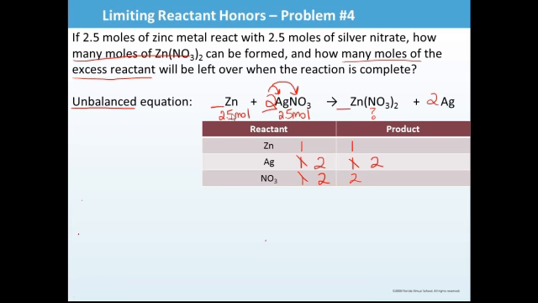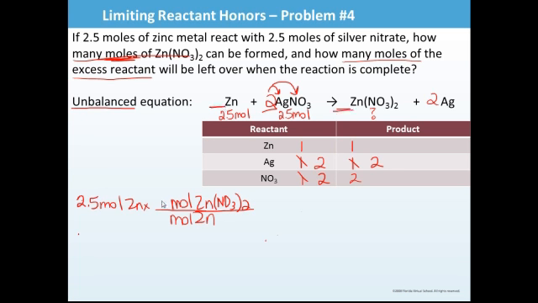Since we are given the exact amount of both reactants, we do have to solve 2 stoichiometry problems. So we have to start with the first reactant, 2.5 moles of zinc, and we're going to convert to moles of our product. And then we're going to stop because the question asks how many moles of our product can we form. So I'm going to put moles of zinc on the bottom. I'm going to put moles of my product, which is zinc nitrate, on the top. I'm going to look at my balanced equation.